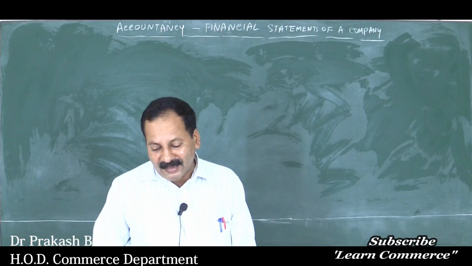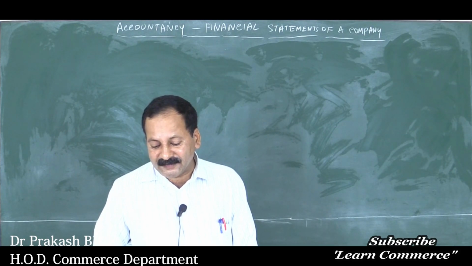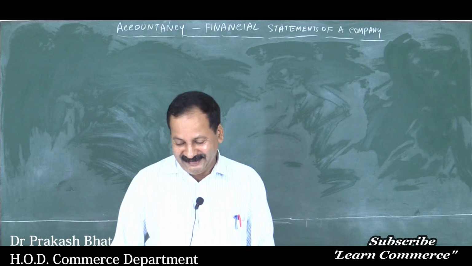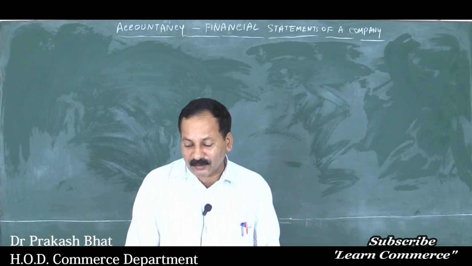From the following balance, prepare statement of profit and loss for the year ending 31st March 2018 as per schedule 3, it is given, it is 6 of Companies Act 2013. Yes. Cash sales 2 lakh, credit sales 3 lakh. Very simple.